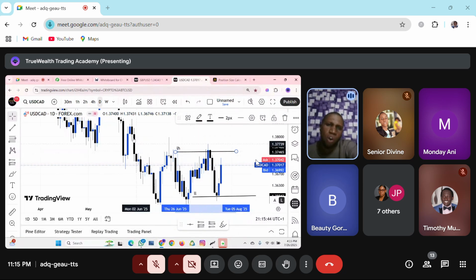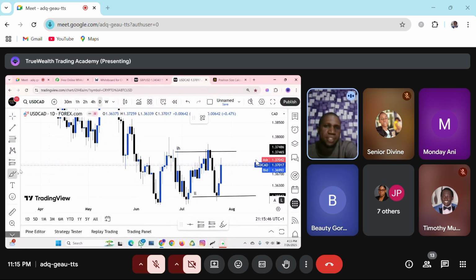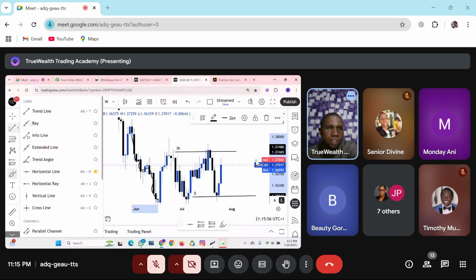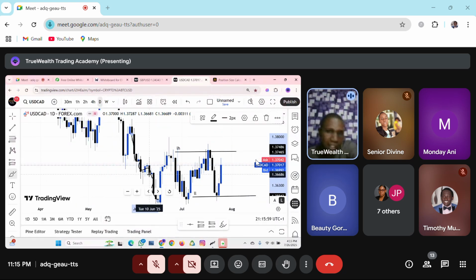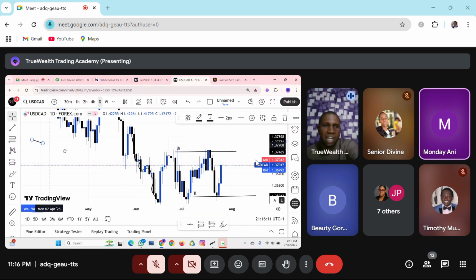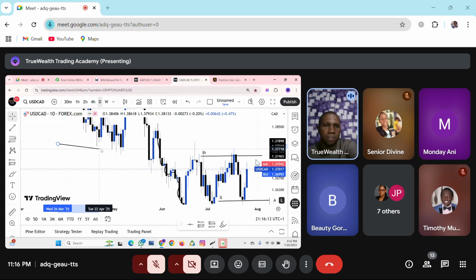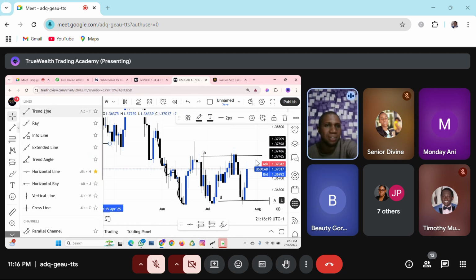So obviously this is a downtrend, right? Boom, boom, boom. This is a downtrend. So what do you do? The first thing, when you come to the chart, you scroll back. As a newbie, you scroll back. Me, I don't need to scroll back, but you can. This is a downtrend. Look at what was happening. So you take your trend line tool.